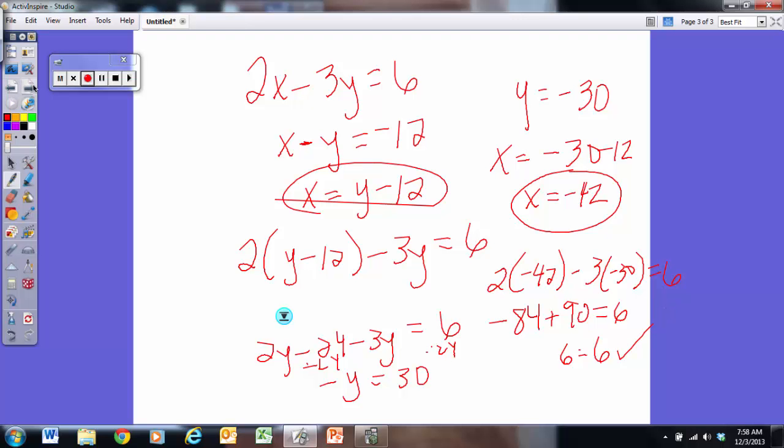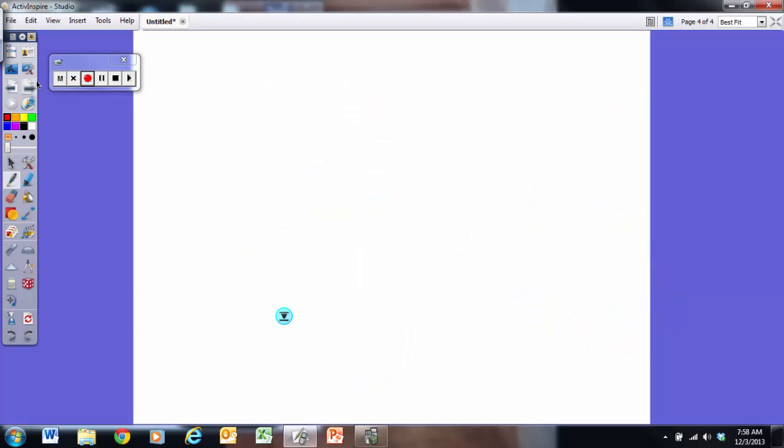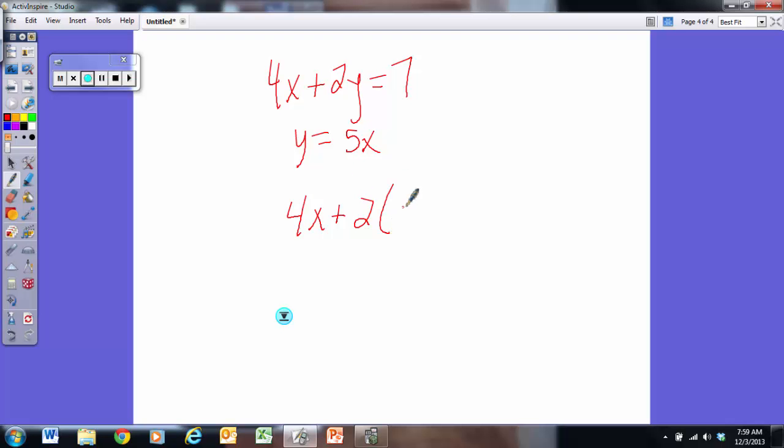Sometimes, let me do one more example. Sometimes it's already done for you. For instance, look at this problem. 4x plus 2y equals 7 and y equals 5x. I already know what y equals. Y is 5x. So I can take out this y and put in 5x. So I go 4x plus 2 times y, but y is 5x in the other equation, equals 7. 4x plus 10x equals 7.